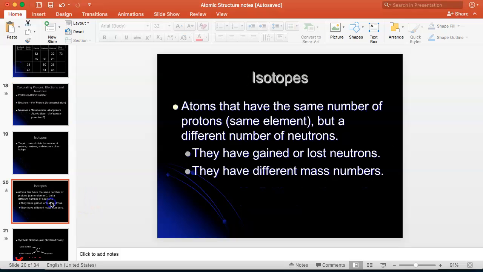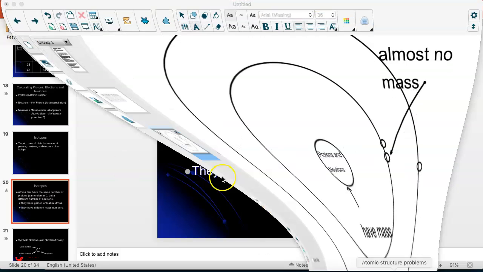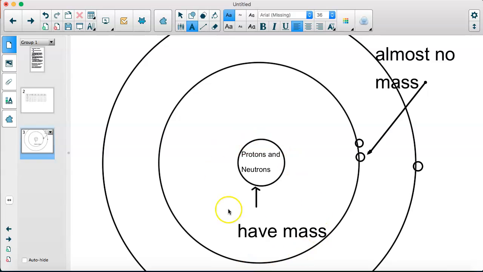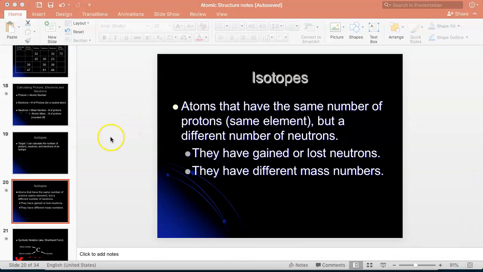First of all, what is an isotope? Isotopes are simply atoms that have the same number of protons, meaning they are the same element, but they have a different number of neutrons. Atoms can gain or lose electrons, but sometimes they can gain or lose neutrons. And what this does is it causes them to lose some of their mass. Because remember, all of the atom's mass is located in the nucleus. And so if it's losing or gaining some of its neutrons, its mass is changing. Its mass number is changing.